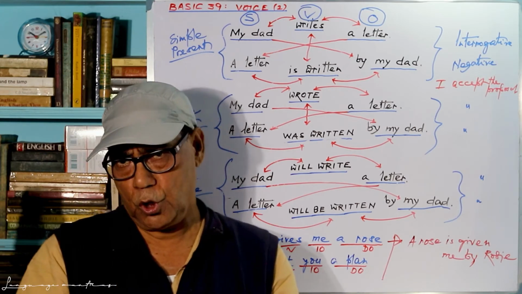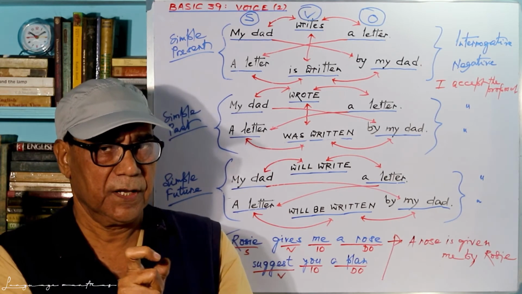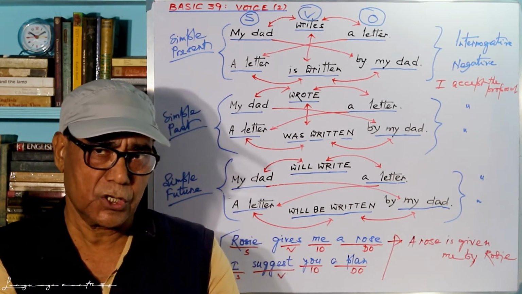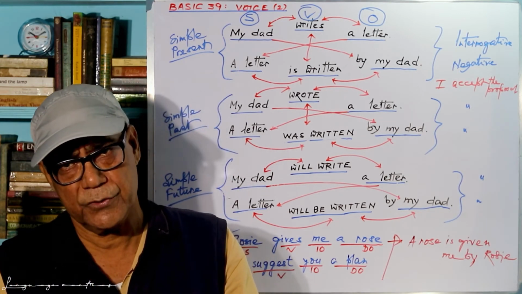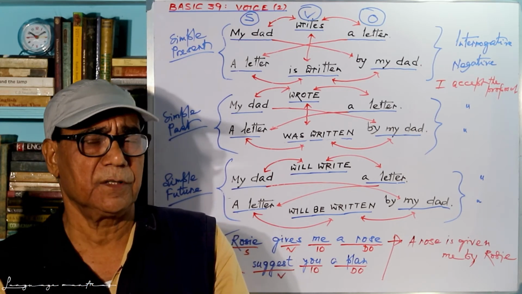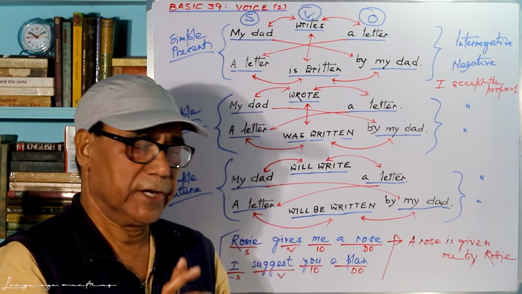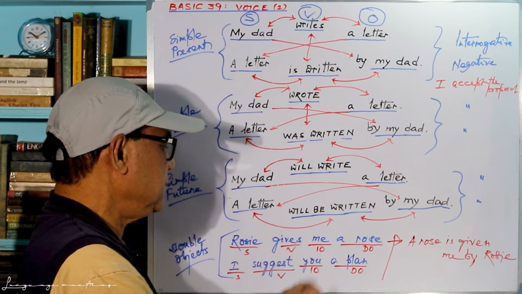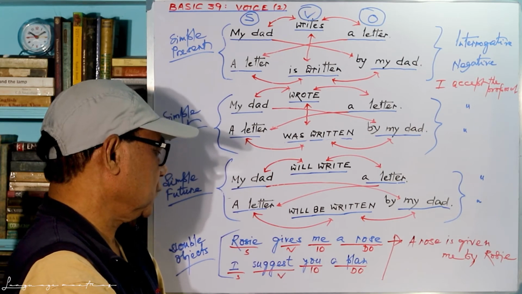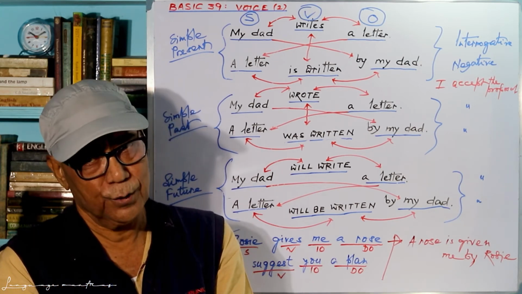Now when there are two objects, one is called, say, direct object and the other is called the indirect object. Which one is the direct object? Just ask the verb, what question? The answer will be direct object. Rosie gives me a rose. What does Rosie give? A rose.